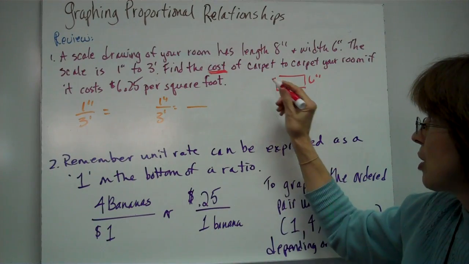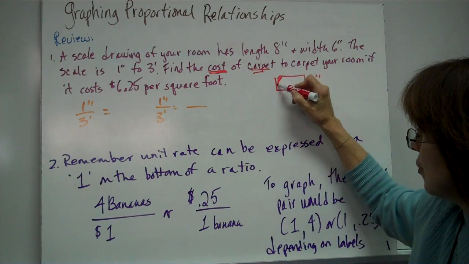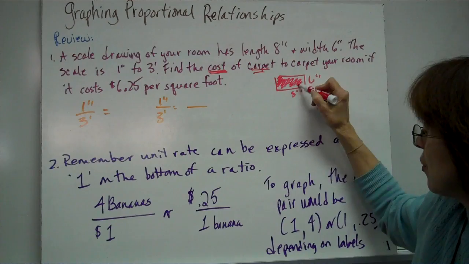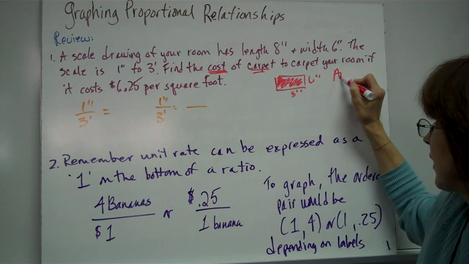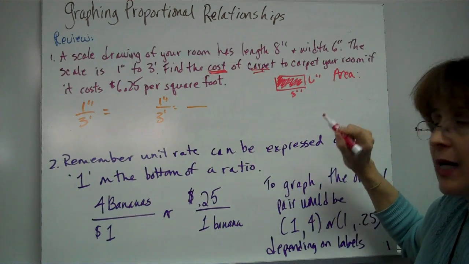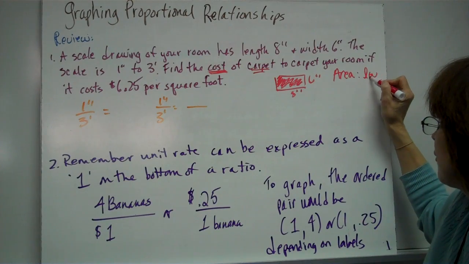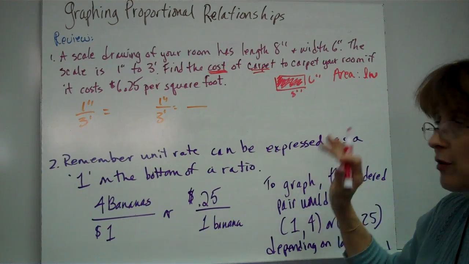Okay? And it's carpet. So carpet we know covers the whole floor. So when you cover the whole thing, we call that area. And we know the area of any rectangle is a length times a width. So these are just things that I need to know that'll help me later.